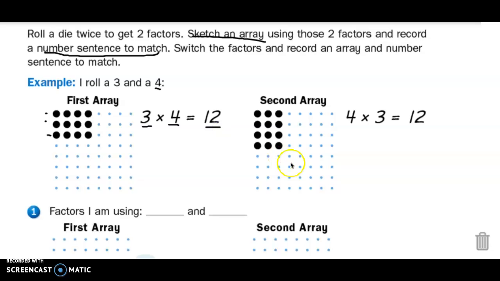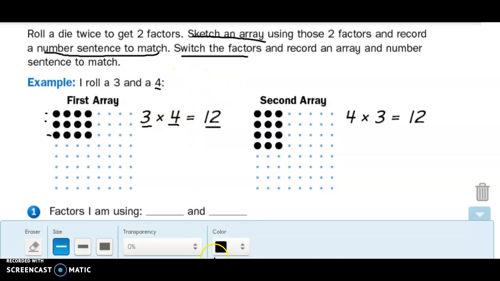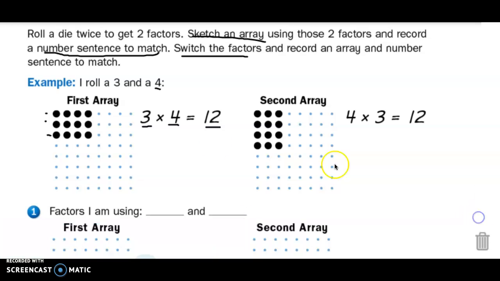product, the answer. Now on the second array, it says switch the factors and record an array and a number sentence to match. Look at, they didn't have to roll again. It says switch the factors. We know our factors are 3 and 4 because those are the numbers you multiply together. 3 and 4, and look at 4 and 3. Our factors just switch, right?